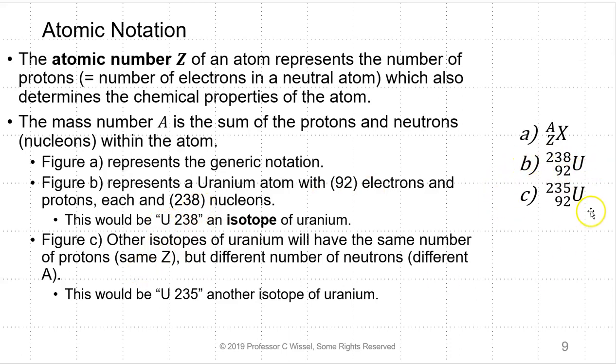Other isotopes, here's an example of uranium-235. We have the same number of protons. That's the same Z here. So it's in the same place on the periodic table, and if neutral it's going to have the same number of electrons. It has a different number of neutrons, and that gives it a different A. Okay, it gives it a different atomic mass number. And this is uranium-235, another isotope of uranium.